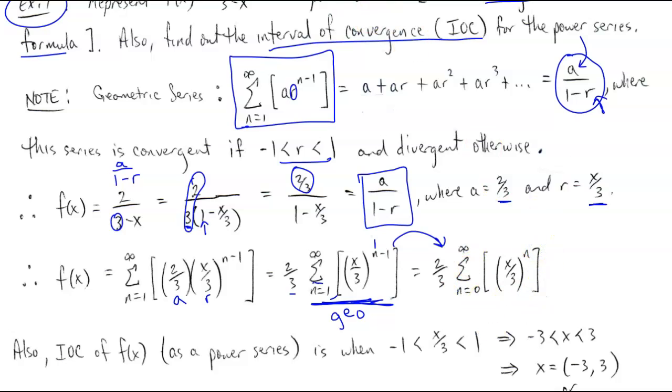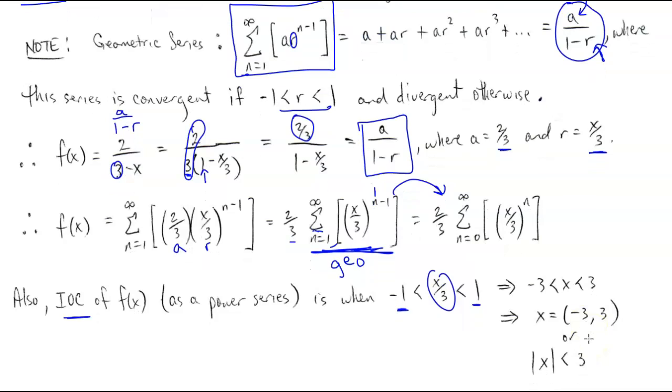Now all we have to do is figure out what is going to be our interval of convergence here. So we see that our interval of convergence for f of x is going to be whatever this x divided by 3 is, as long as it's in between -1 to 1. So in terms of x, that's going to be values of x specifically in between -3 and 3.